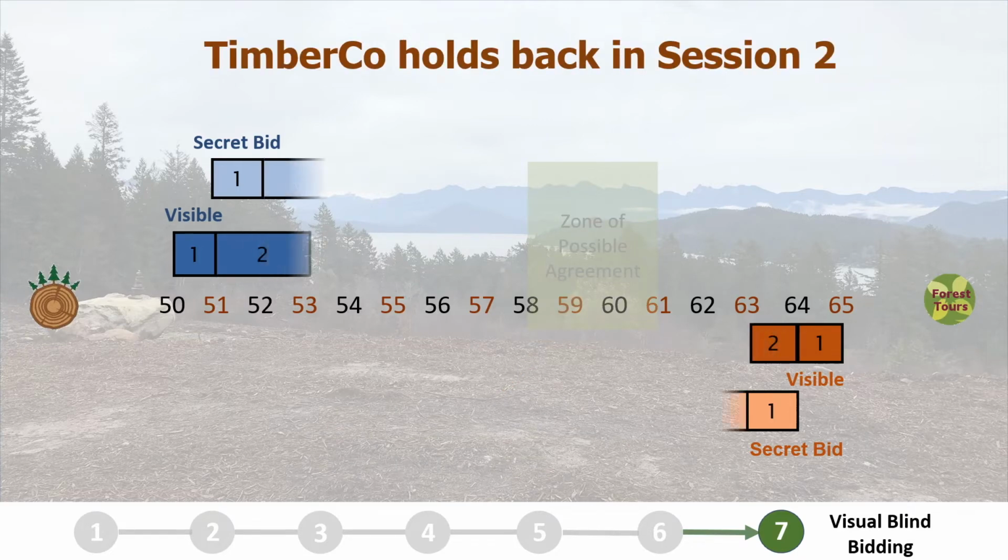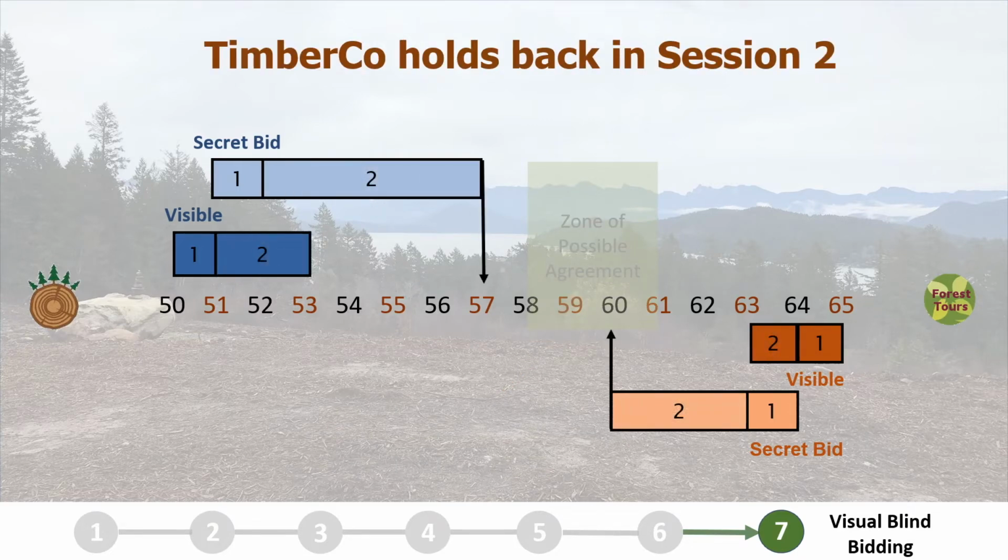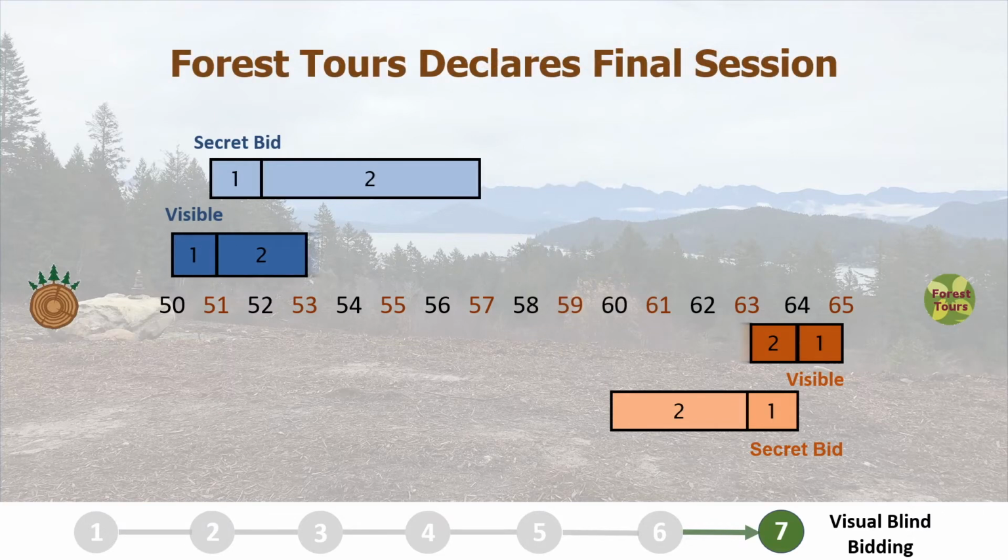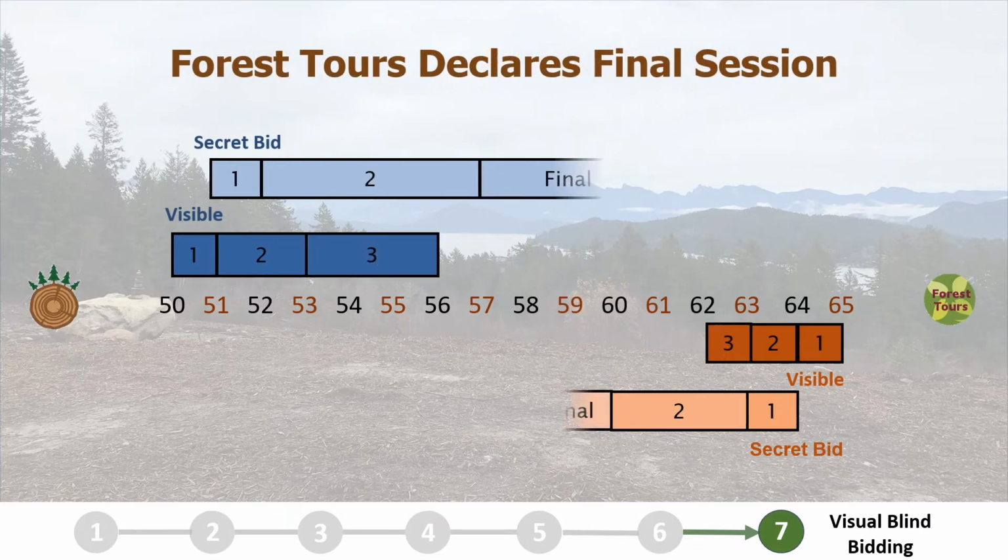In the second session, Forest Tours moves close to their concession limit, while Timberco is still quite far away from their limit, even though they made a relatively large secret move. Forest Tours declares final session and makes their last secret concession to 58%. Timberco is caught off guard, but they do want an agreement.